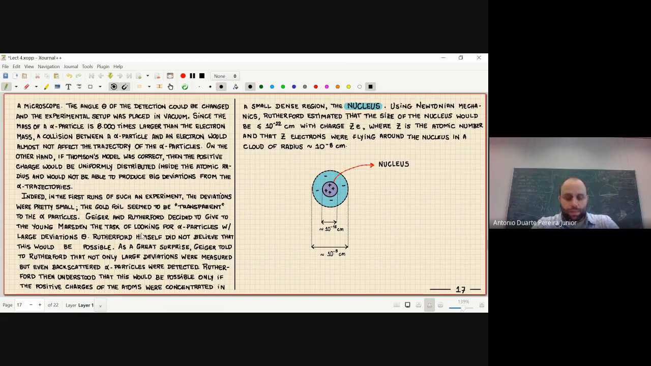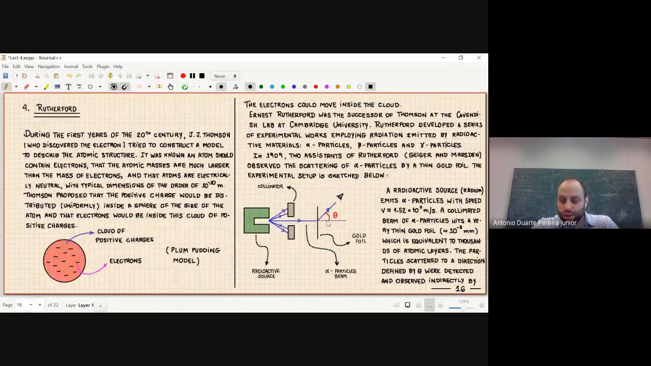But it was a great surprise that, in fact, Marsden and Geiger not only detected large values of theta, so they really saw this beam being scattered to a large value, but they also saw beams that were backscattered. What I want to say about that? So you send a beam in the direction of the gold foil, and you would see some beam hitting the gold foil and going back. Okay? So they measured really beams that were hitting the gold foil and going back.